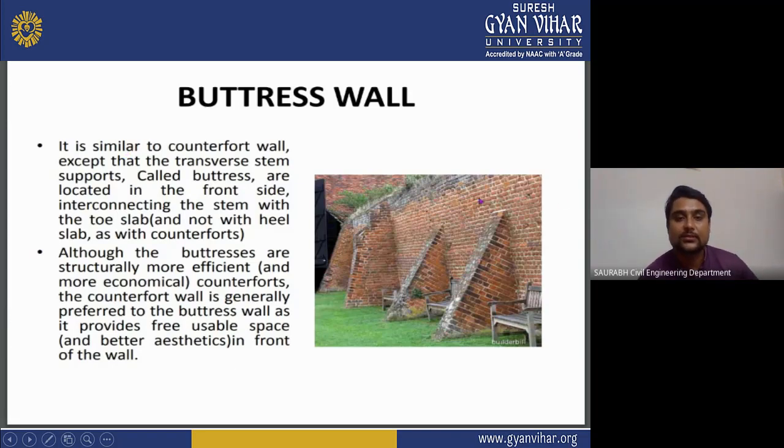As you can see, this is an image of a buttress wall, which can also prevent the soil which intends to come on this side.